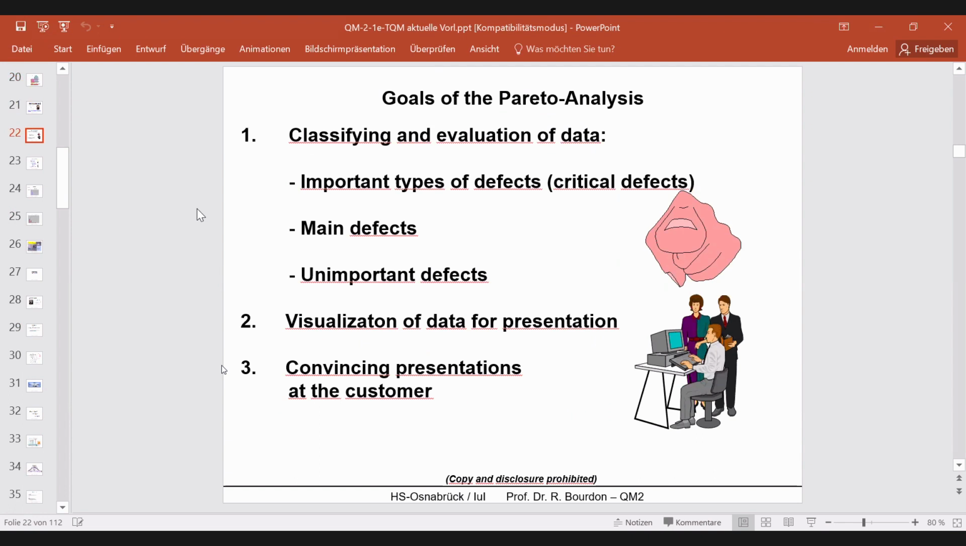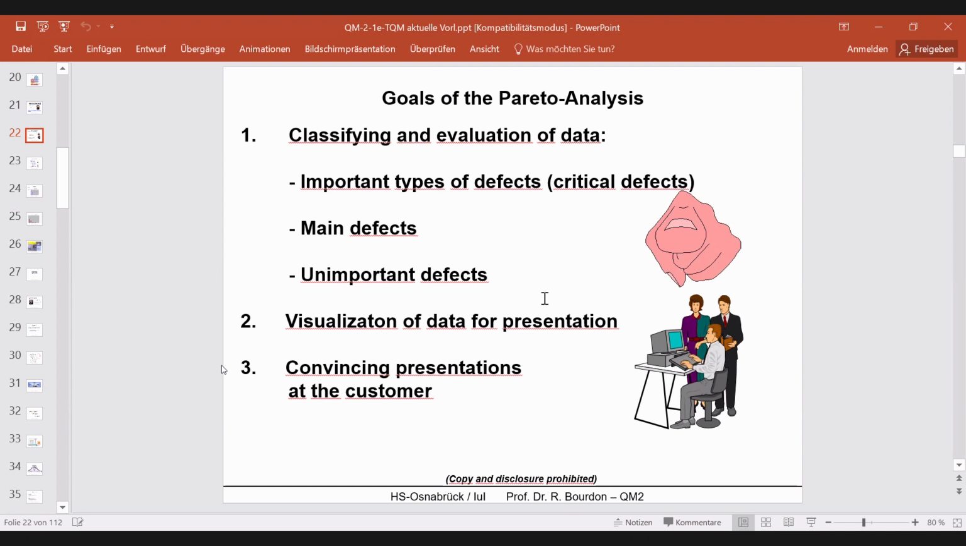Well, how do we transfer this into practical quality assurance? If you have the defects data, quality data of an industrial production, you can do a classifying and an evaluation of the data. You can find out what defects are the most important defects, which are the critical defects or the main defects, and what defects are unimportant. And this is important for the visualization.